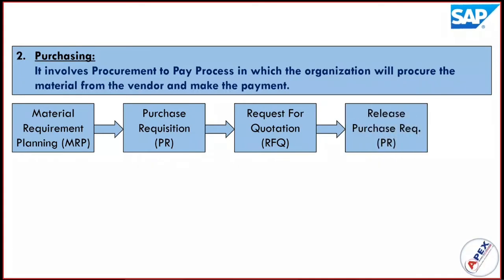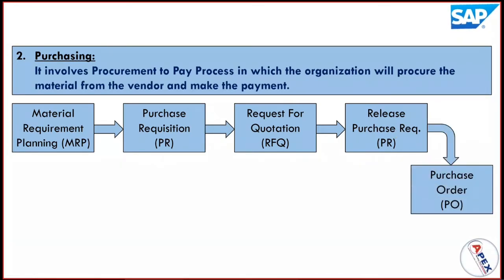Once the quotation has been received, the PR that was generated will be released based on the hierarchy. So you will understand what exactly the release of a purchase requisition is. Once the purchase requisition is released, what happens? We generate a purchase order. These are all purchasing activities. The PO will be generated by the purchasing department.